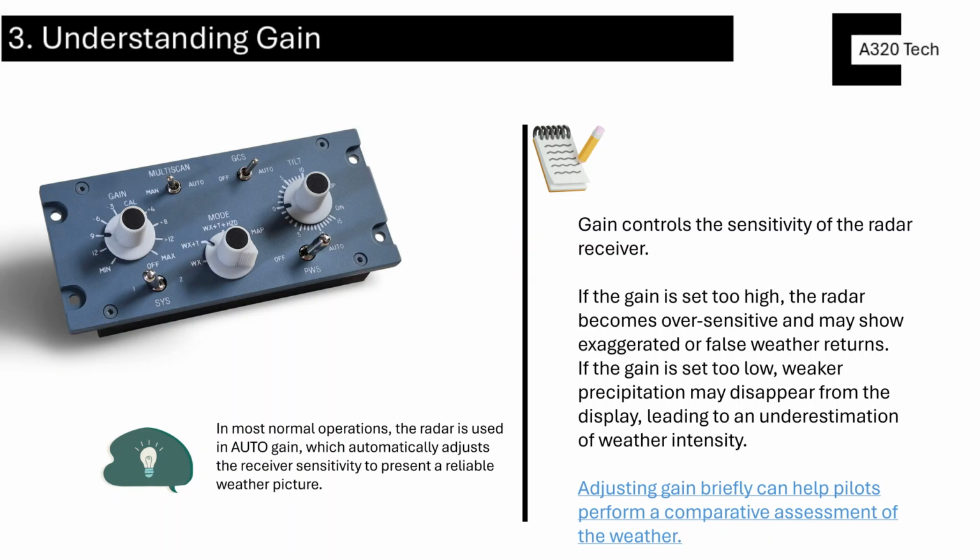However, it is useful for pilots to understand manual gain. If the gain is set too high, the radar becomes oversensitive and may show exaggerated or false weather returns. If the gain is set too low, weaker precipitation may disappear from the display, leading to an underestimation of weather intensity. Adjusting gain briefly can help pilots perform a comparative assessment of the weather. For example, a large red return may initially appear as one strong cell. When the gain is reduced, some parts may change to yellow or green, while the smaller core remains red. This helps pilots identify the stronger convective core within a larger precipitation area.